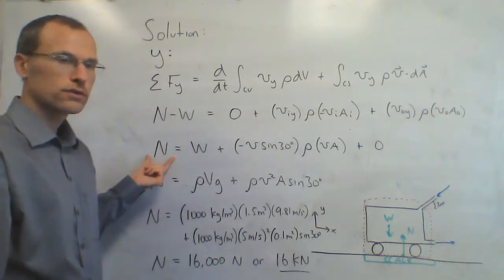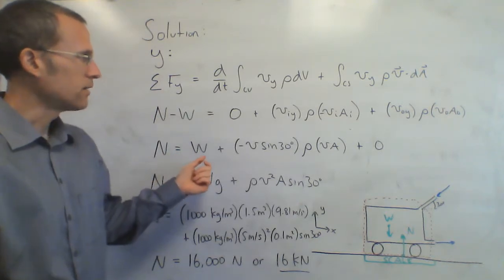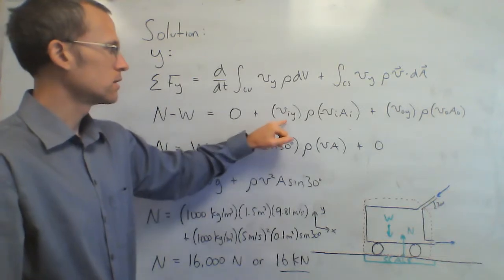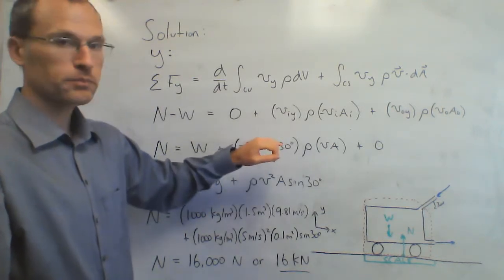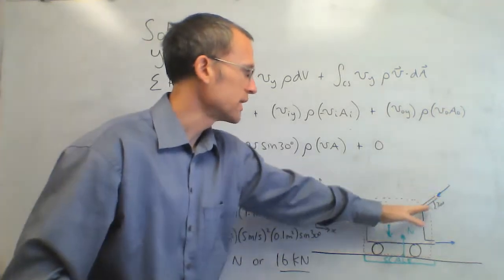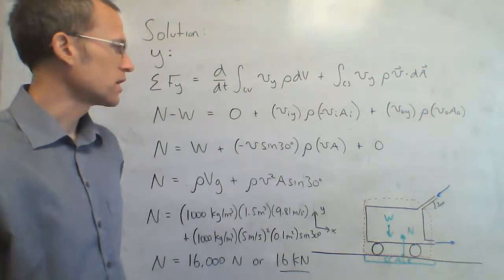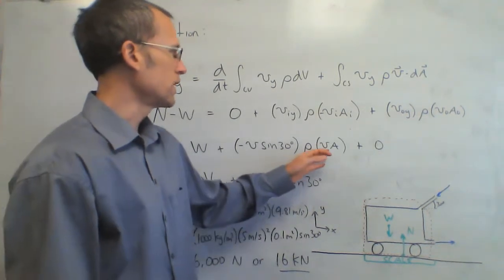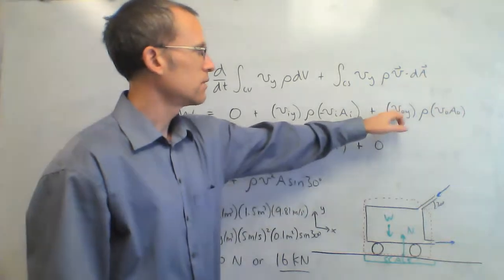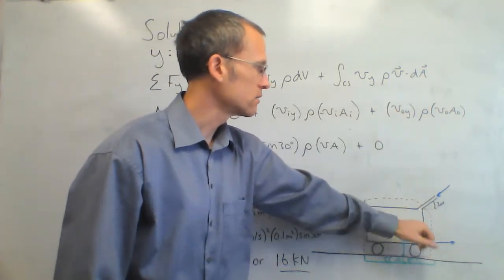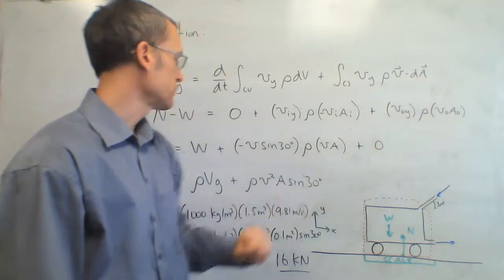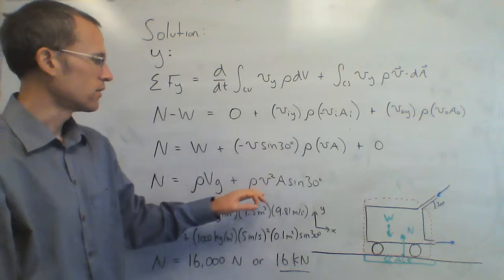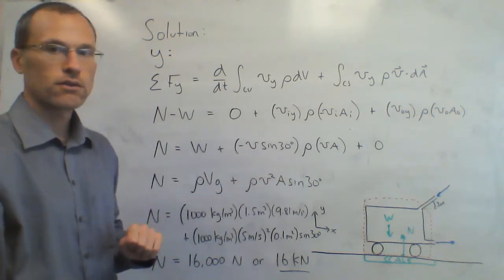So solving for my normal force, move the weight to the other side. I have v1y is the y component, so minus coming downwards, sine of 30, so minus v sine 30 for that guy. And then rho of v and a coming in. And then this guy, v out in the y direction is 0, there's only x velocity there, so that guy is 0. So now my weight, rho V g. Then this guy, I have rho v squared a sine 30 degrees.